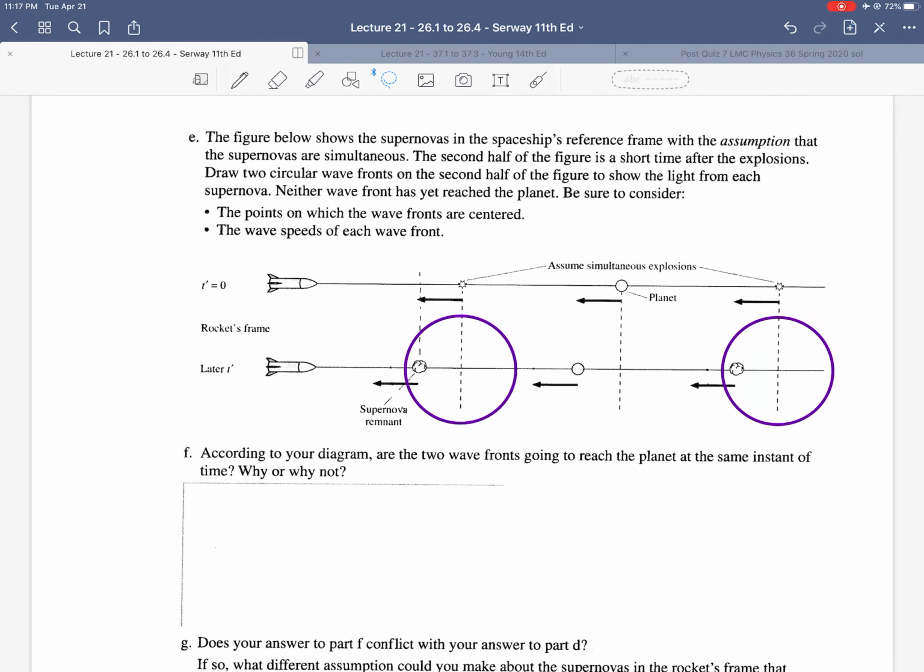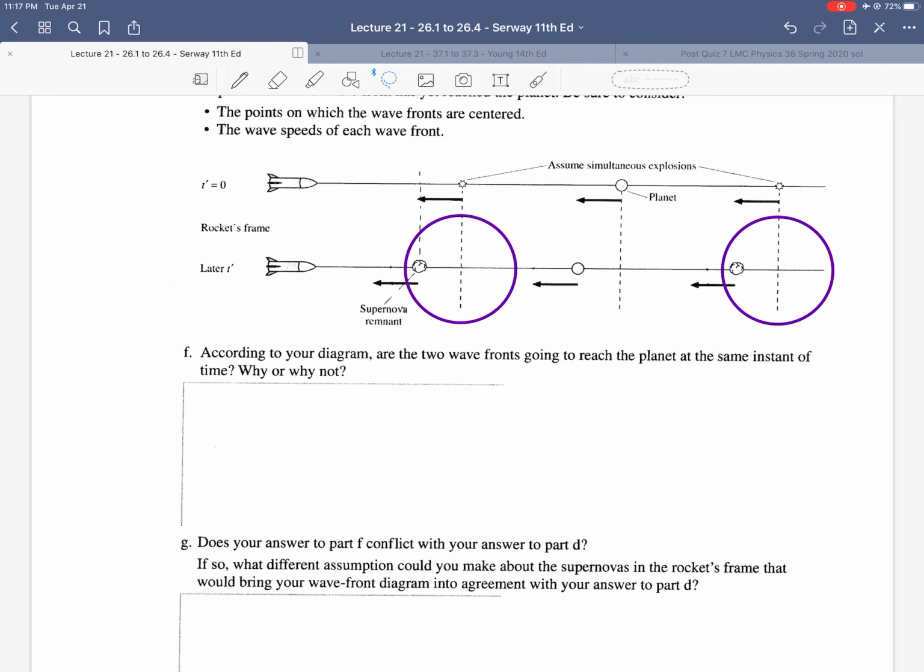So, take a look at that. Okay, make sense? Seem like we drew it correctly? Good. Okay, so according to your diagram, are the two wavefronts going to reach the planet at the same instant of time?